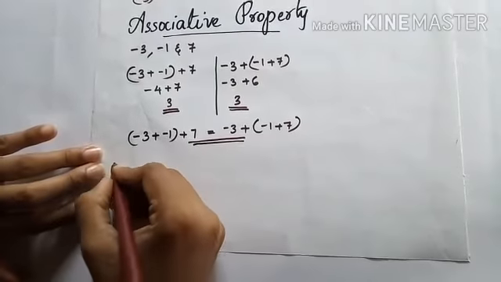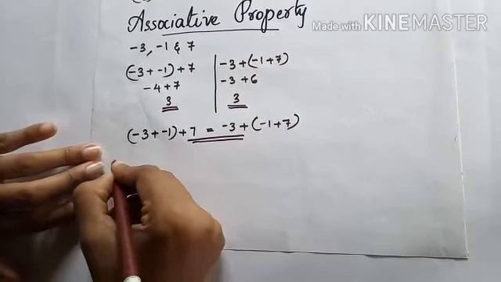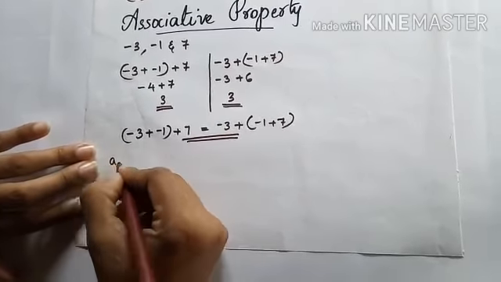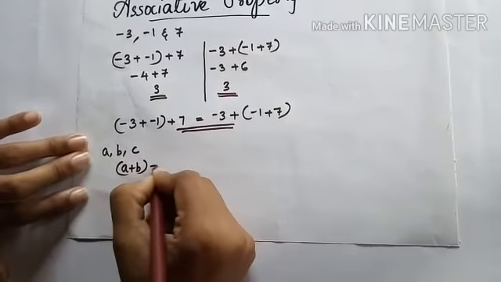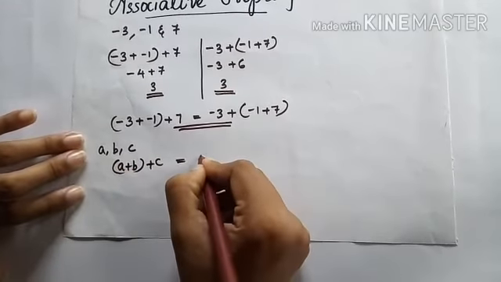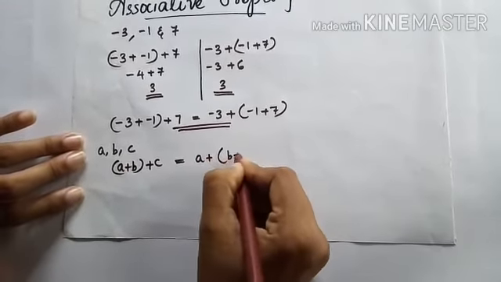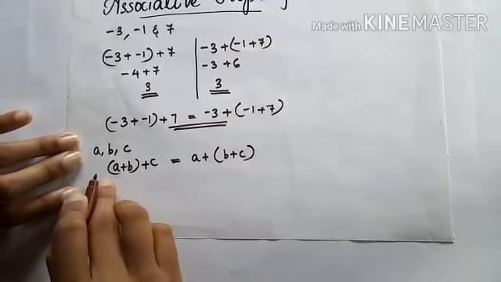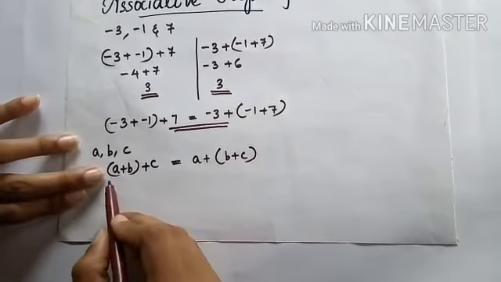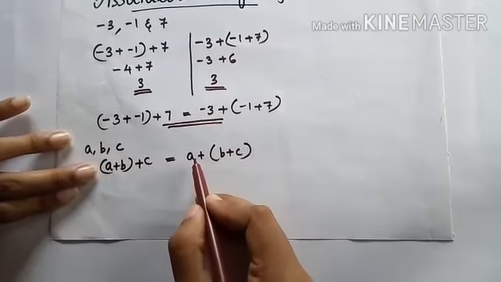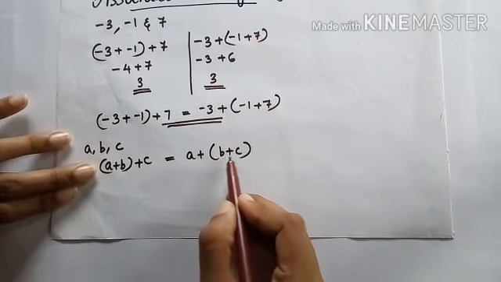Now we can say in general, if we take three integers a, b, c, we can write it as (a plus b) plus c is equal to a plus (b plus c). Once again I will repeat: (a plus b) plus c is equal to a plus (b plus c).